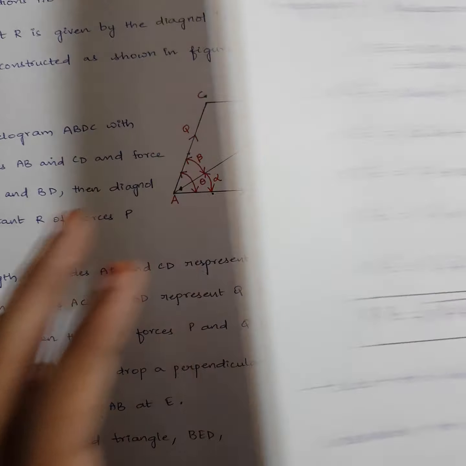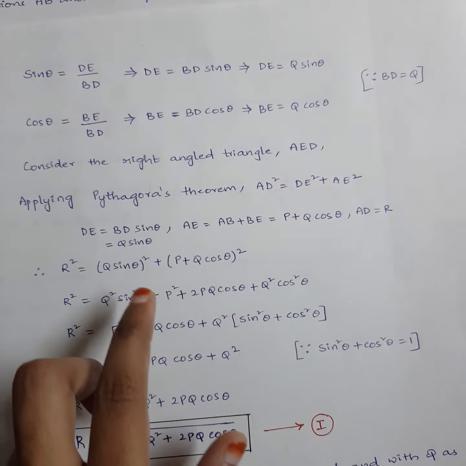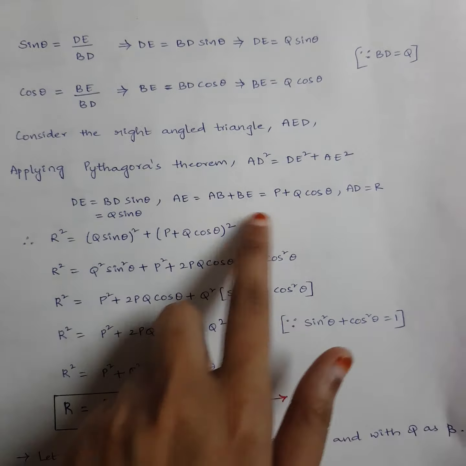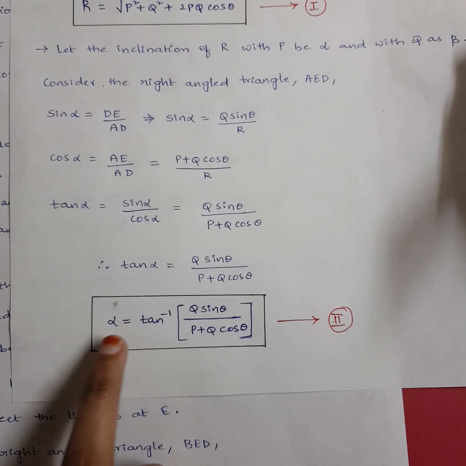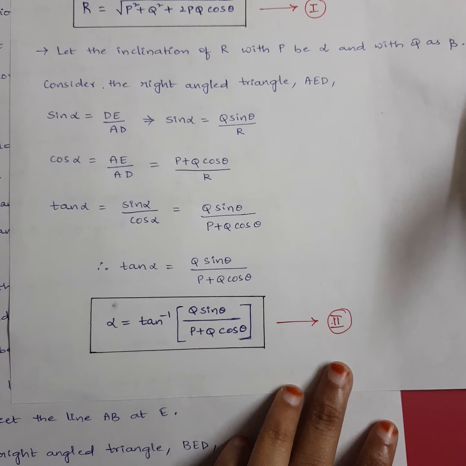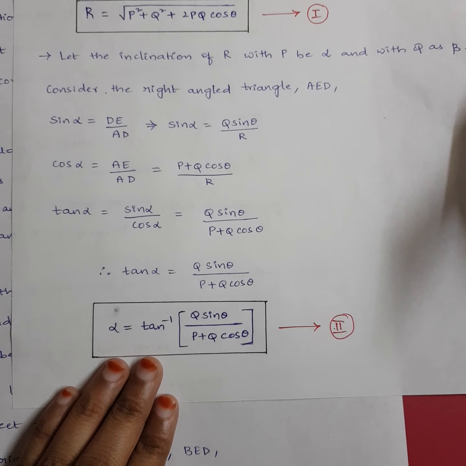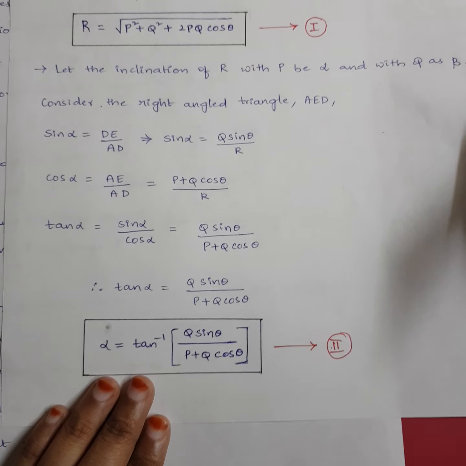So what is DE? Already we calculated DE, right? Q sin theta, by what is AE? P plus Q cos theta. So tan alpha will be Q sin theta by P plus Q cos theta. We require only alpha, so alpha will be tan inverse of Q sin theta by P plus Q cos theta. That's Roman number 2. So you'll get the inclination of the resultant also. You can do either using sin alpha, cos alpha, and then you can put tan alpha, or directly you can put tan alpha. Okay, it's up to you.